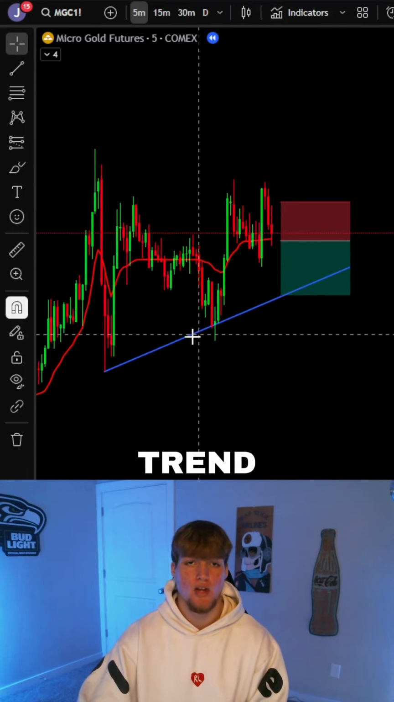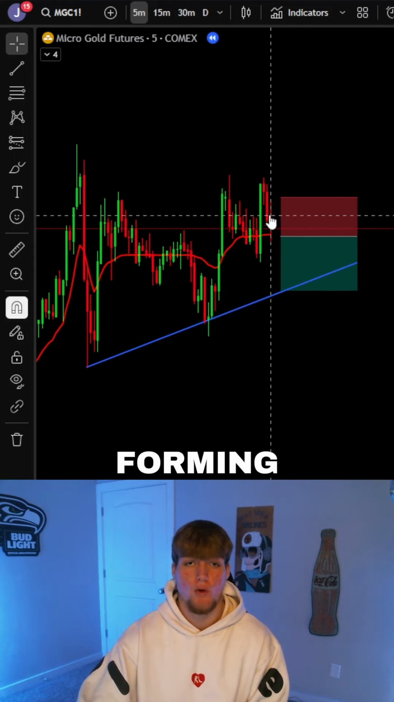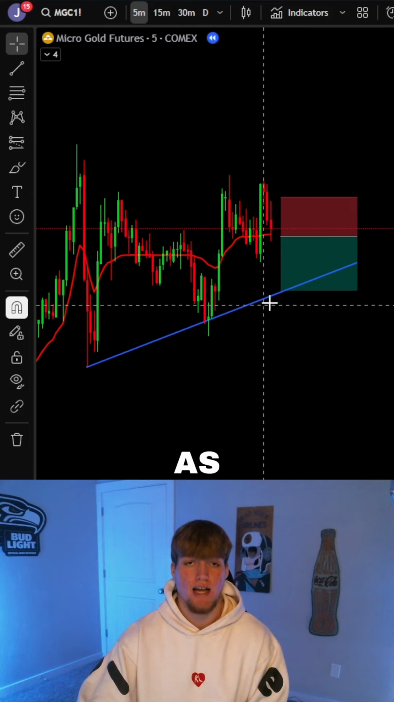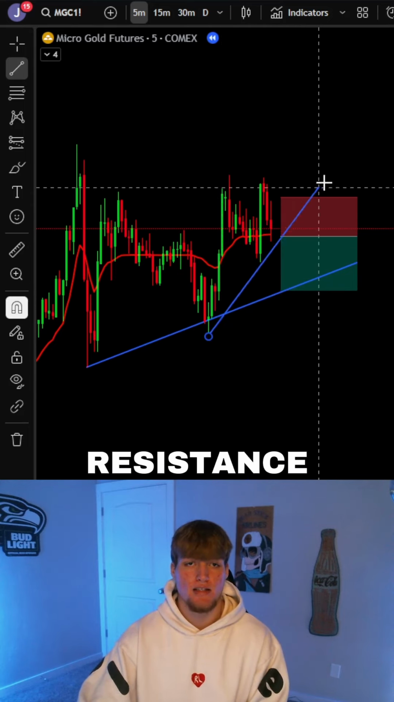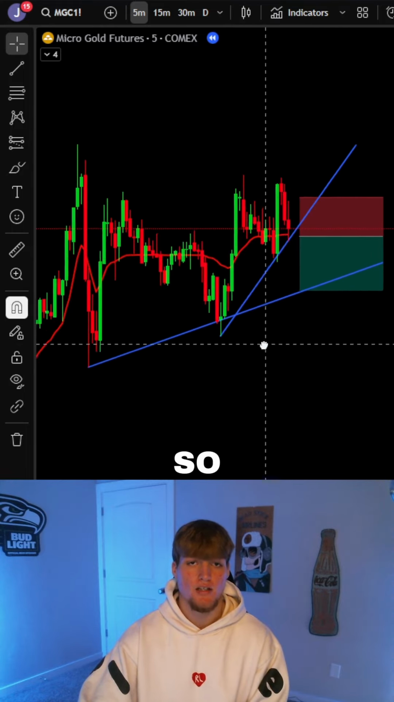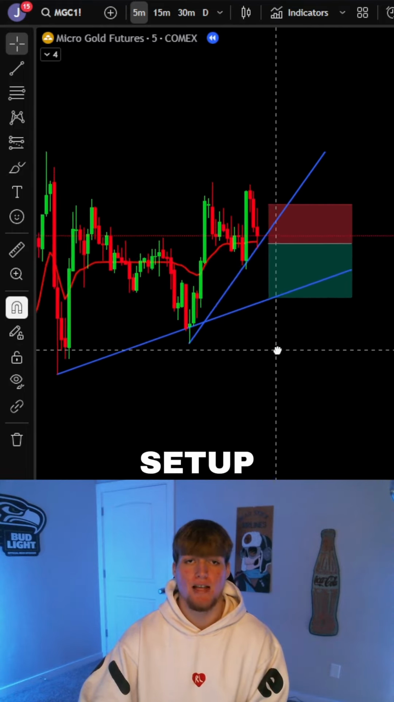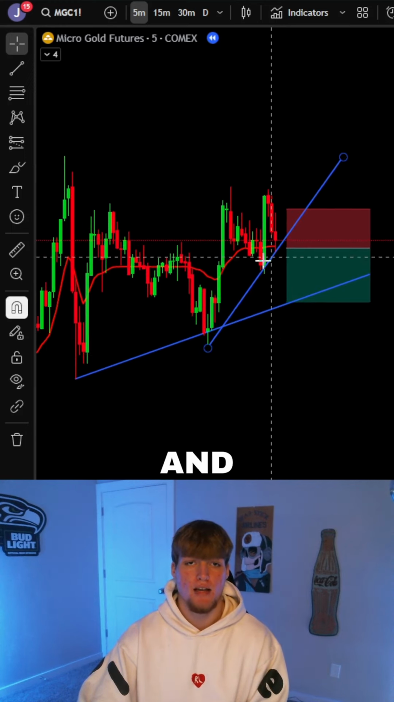So we're going to use this trend line as a price target on this specific setup because there's another setup forming, and we're going to use that as extra confirmation. So now we have this area of resistance, and I'm going to draw out this first bridge of this trend line. So now we have two confirmations on this setup, and now I'm going to wait for a break of structure beneath 5-minute trauma and our trend line.